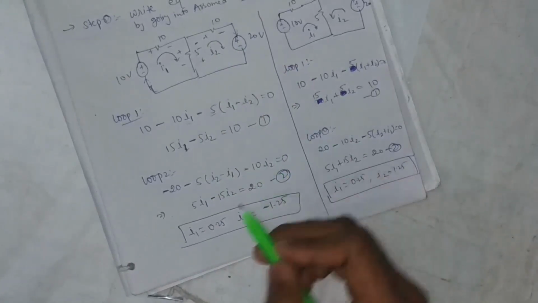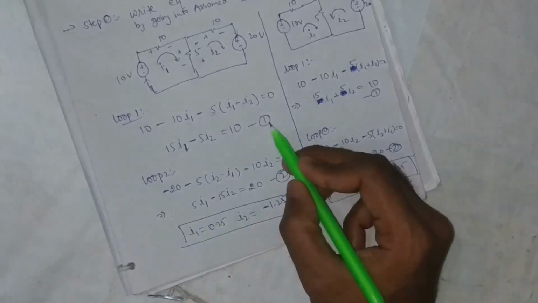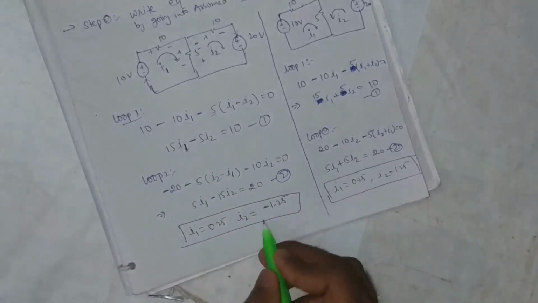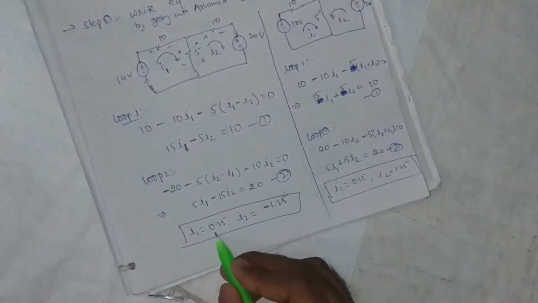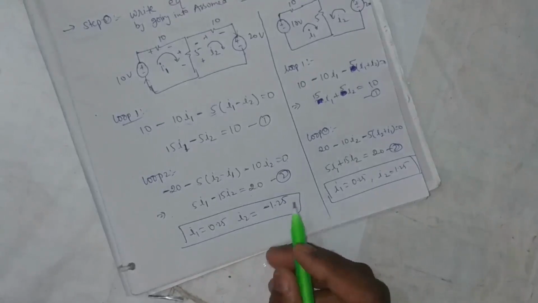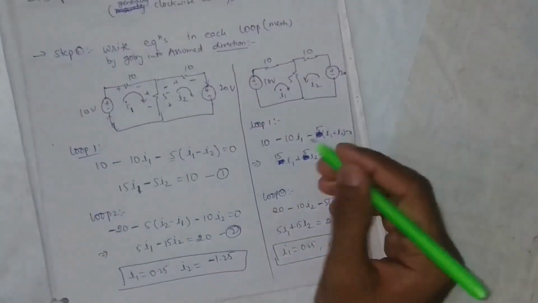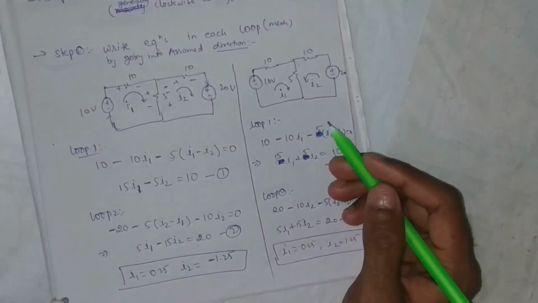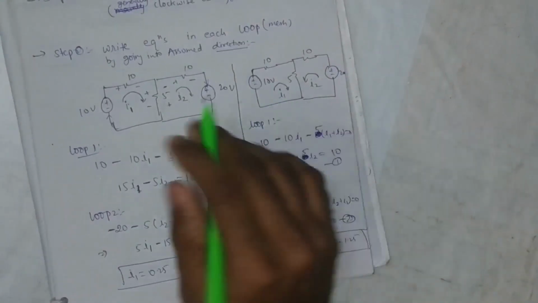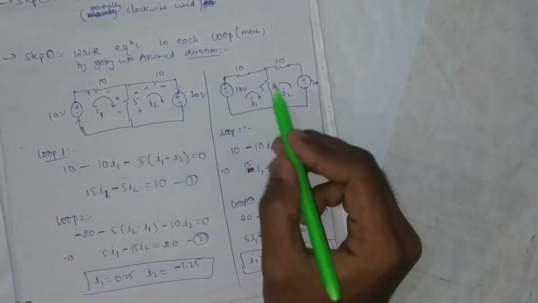So after solving this, we can write this equation, and from these two equations and two variables, we can get the values of I1 and I2, which are I1 equal to 0.25 and I2 equal to minus 1.25. Now, if anyone is taking the current direction according to him, let's solve this question in another way.